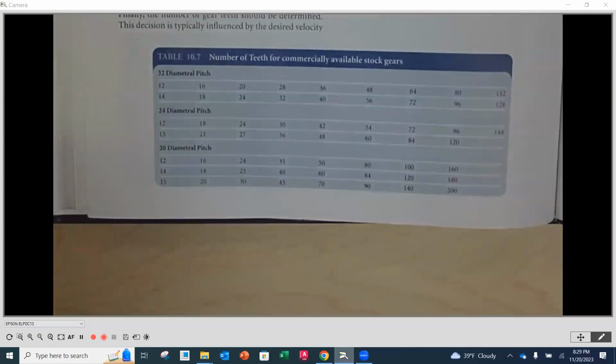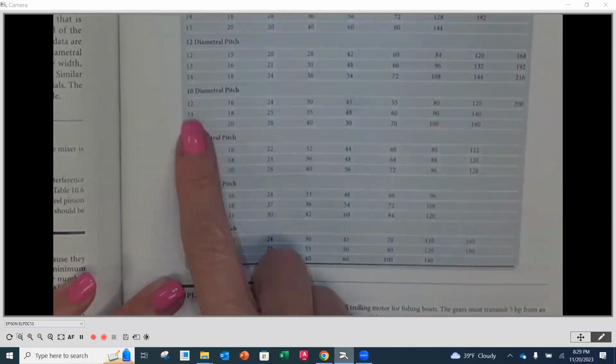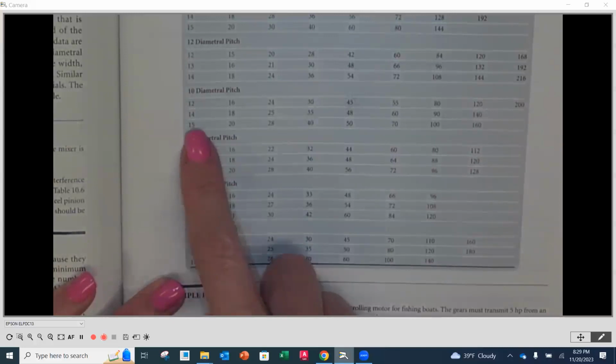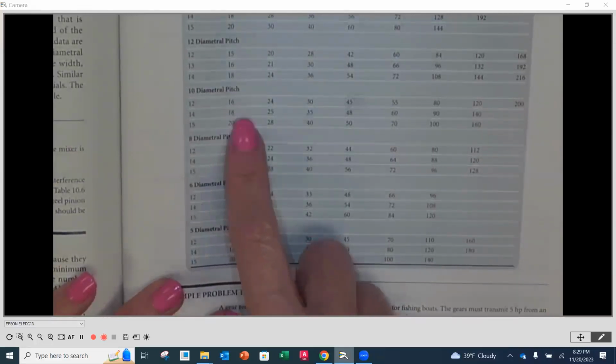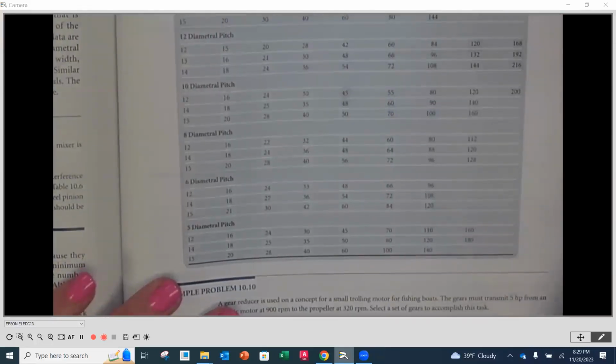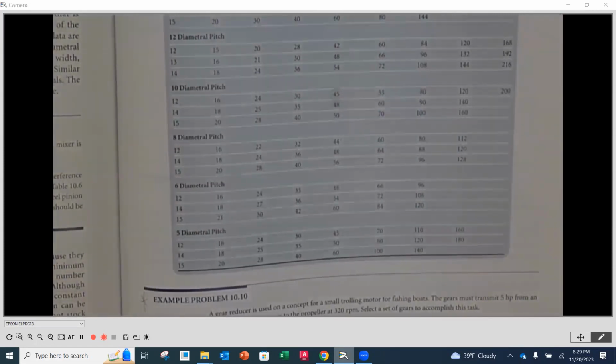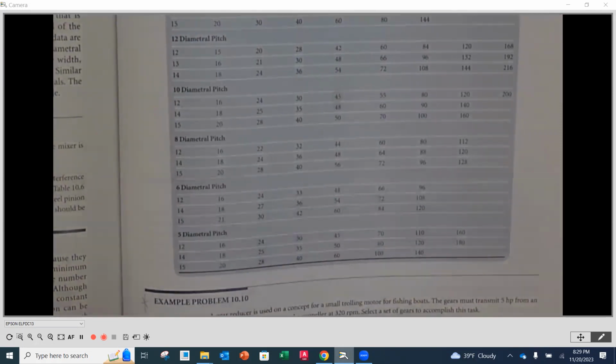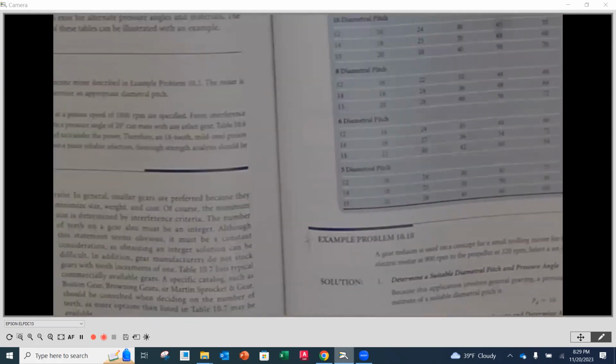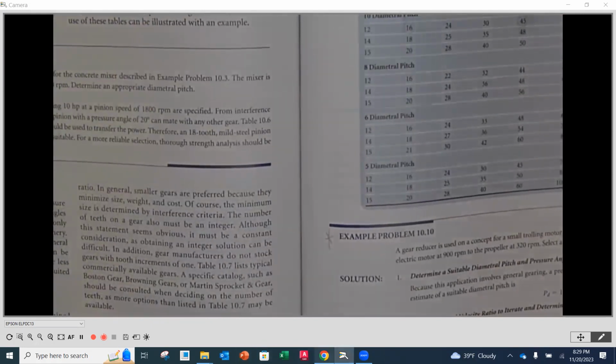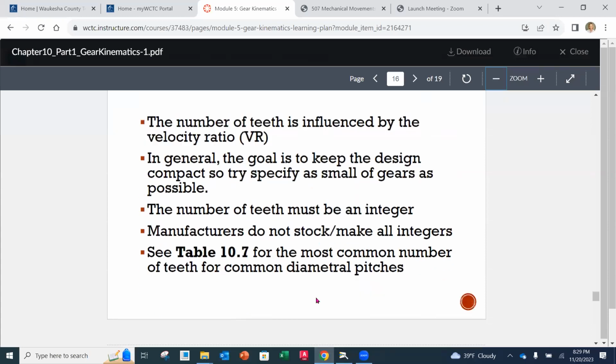These are going to vary between sizes. You're going to go over to a diametral pitch of 10, for instance, and now we've got 12, 14, 15, 16, 18, 20, and so on. So not all the numbers are there, and it could even vary by manufacturer, depending on who you buy your gear from. So you want to always have a catalog or a list like this open. And these are going to be the ones that are common for the diametral pitches that are most used.